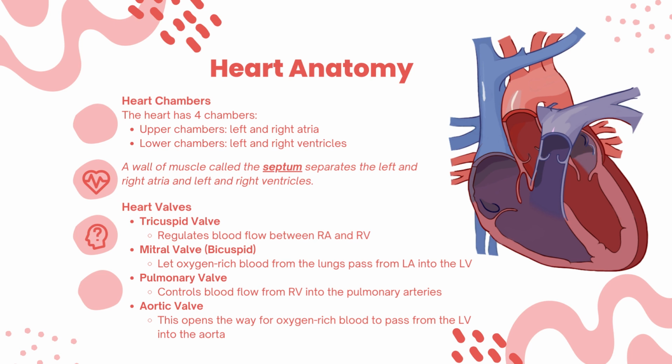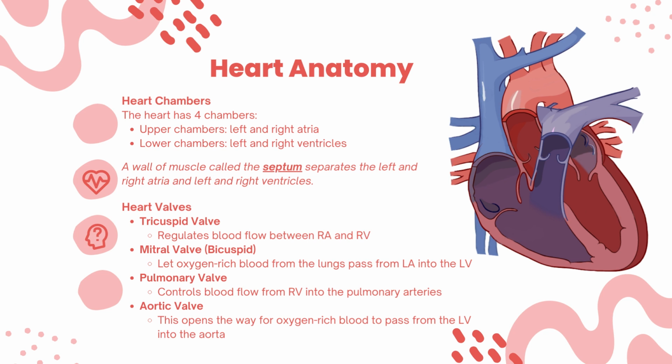And speaking of valves, there are four valves that regulate blood flow through the heart. I'll show you another diagram that labels all of the heart valves and chambers, but for now, we'll just go over the heart valves. We have the tricuspid valve, and that regulates blood flow between the right atrium and the right ventricle. We have the mitral valve that lets oxygen rich blood pass from the left atrium and into the left ventricle.